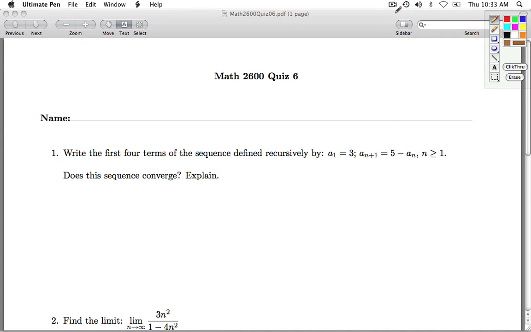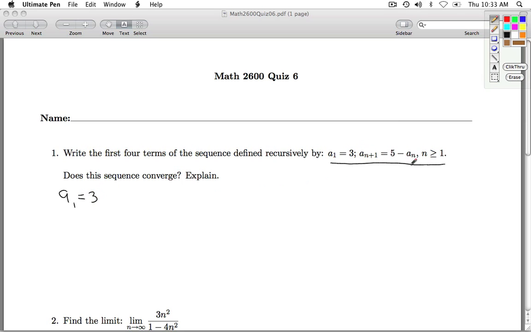Hi folks, this is Calc 2 Quiz 6. Number 1, we're asked to write the first 4 terms of the sequence defined recursively by this set of equations. And then we're asked if the sequence converges. So a sub 1 we're given as 3.